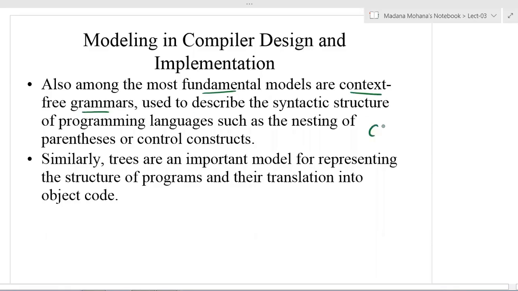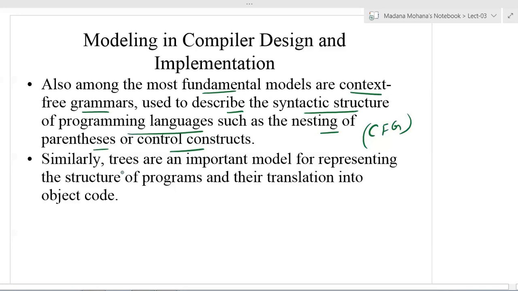So context-free grammars are type 2 grammars of the Chomsky hierarchy, which are accepted by pushdown automata. These context-free grammars are used to describe the syntactic structure of programming languages, such as the nesting of parentheses or control constructs. So here context-free grammar is also used.